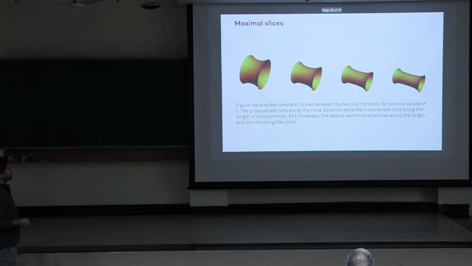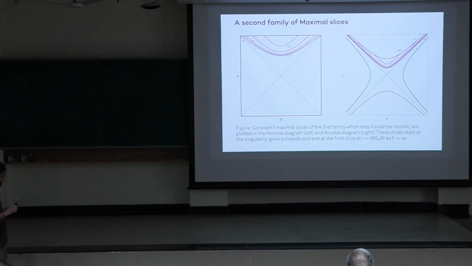All right. So here is another figure of a 3D embedding of these wormhole slices. As time increases from left to right, they stretch along the length and shrink along the circle direction. Now, this second family of maximal slices lives completely inside the horizon, and they're a bit weird because they start from near the singularity and move outwards, and as t bar goes to infinity for these slices, you approach the same orange curve I showed you in the previous slide.